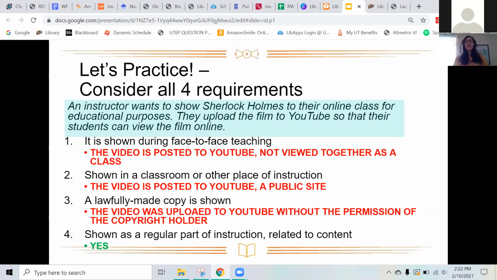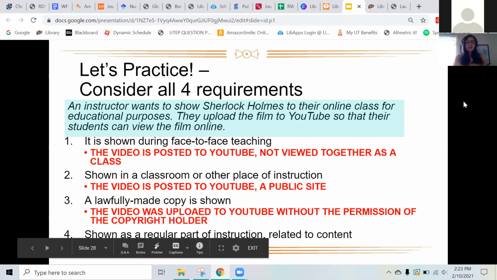They couldn't bring one that they downloaded from the internet, or maybe, I don't know, some obtained in some other questionable manner. It has to be one that they legally purchased. And fourth, it has to be shown as a regular part of instruction related to the course content.